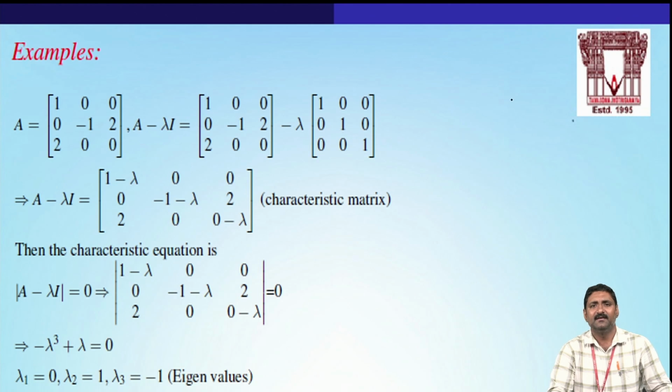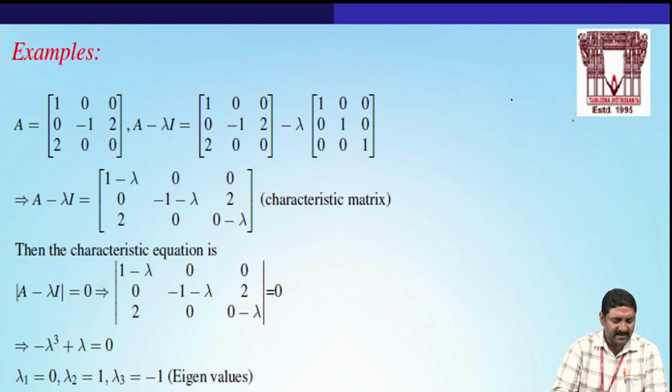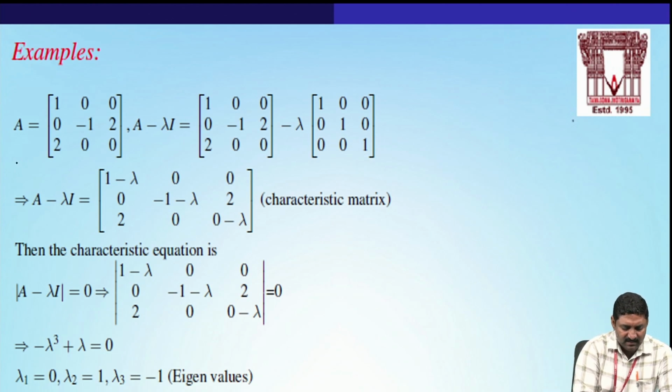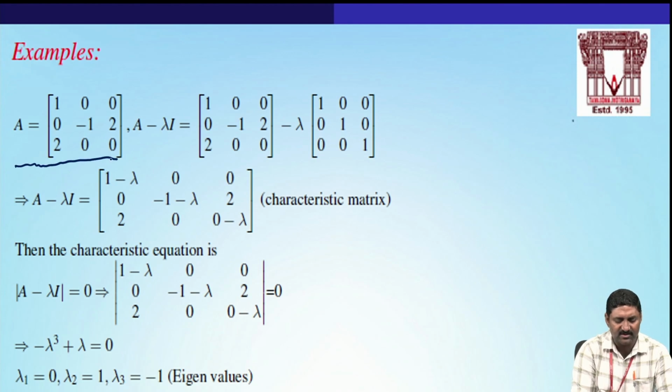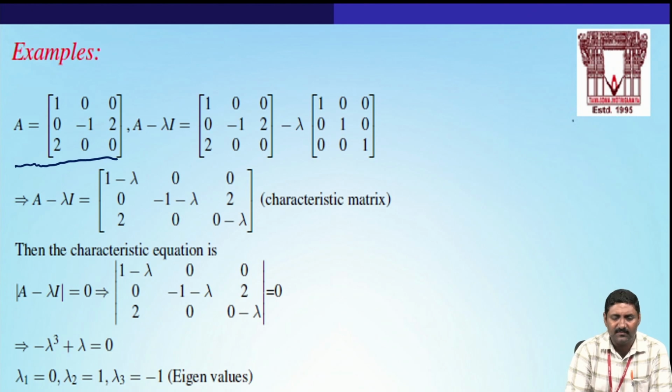Now we will see one example of how to construct the characteristic matrix and how to find the determinant of the characteristic matrix. From this we will get the characteristic polynomial. After equating this characteristic polynomial to 0, we will get the eigenvalues. Let us take one small example. Capital A is equal to the given matrix, 1 0 0, 0 minus 1 2, 2 0 0. Here we will construct the characteristic matrix.